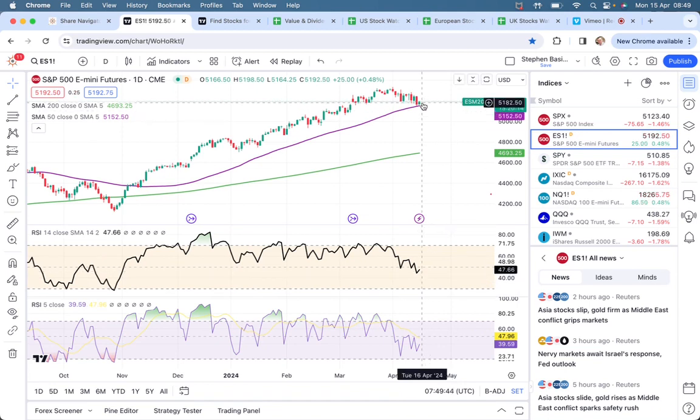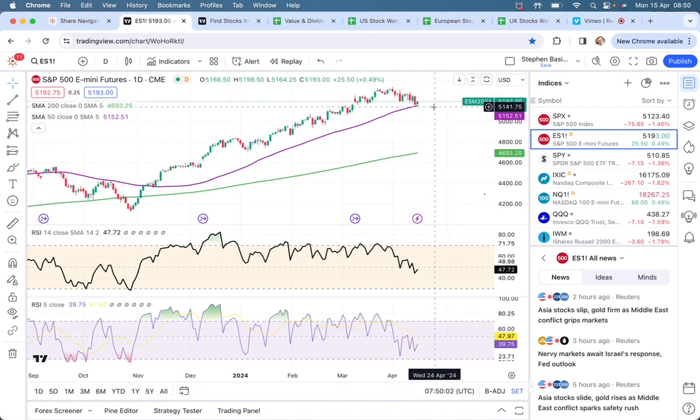So I think if this 50-day moving average does not hold, I'd be thinking 4,800, maybe 4,850 is probably your target area. And then after that, it's your 200-day moving average. So again, it really depends on this 50-day moving average holding here, and we'll just have to wait and see.